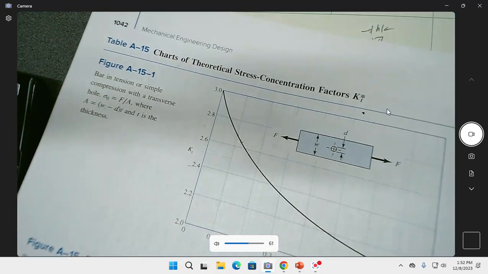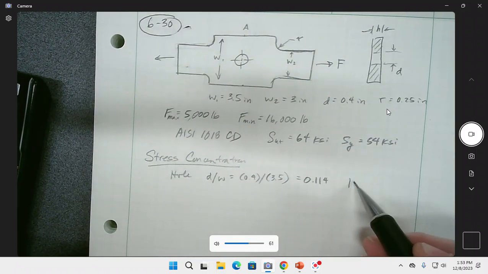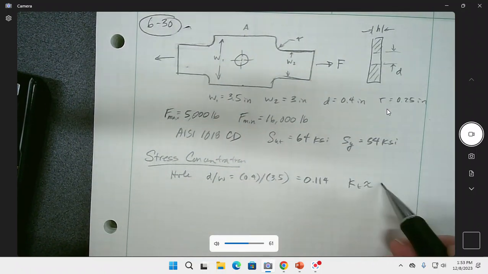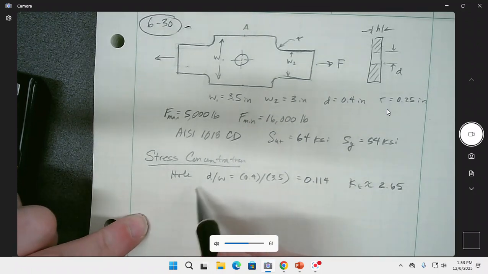Are you going to go crazy on the exam? No, I don't think so. So Kt approximately 2.65.